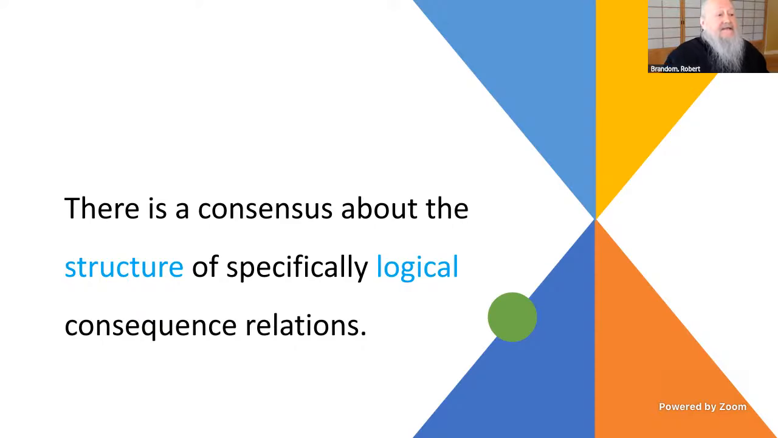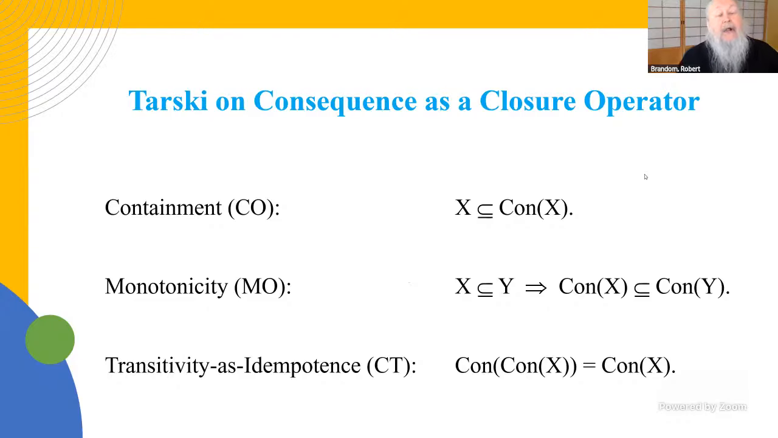And there is a consensus about the structure of specifically logical consequence relations. Just about 90 years ago, in the mid-30s, Tarski wrote his classic paper on the concept of logical consequence. Gentzen, the founder of the proof-theoretic tradition in logic, within a couple of years, came up with essentially the same set of structural conditions. Tarski, having made this advance of thinking about consequence relations algebraically, came to the conclusion that they needed to be topological closure operations. And basically, these are the three conditions he imposed.